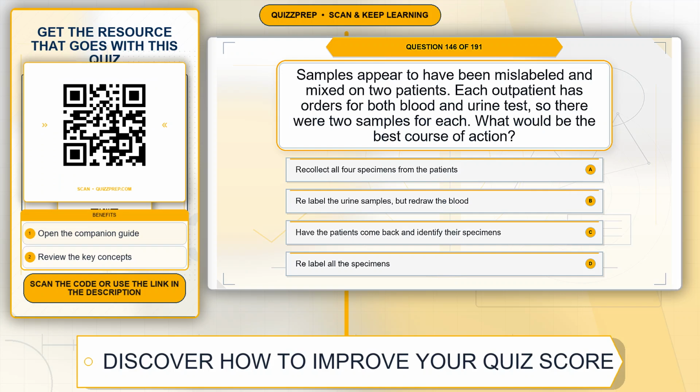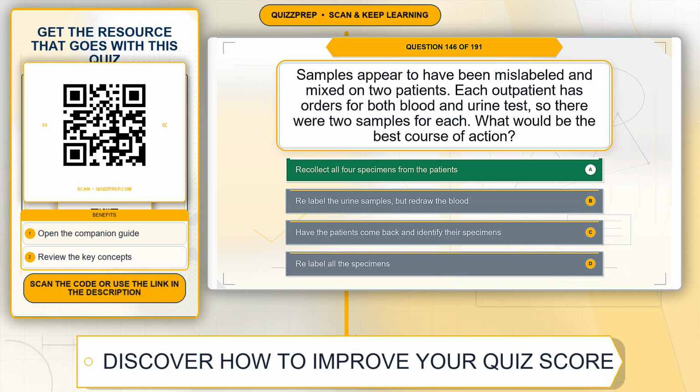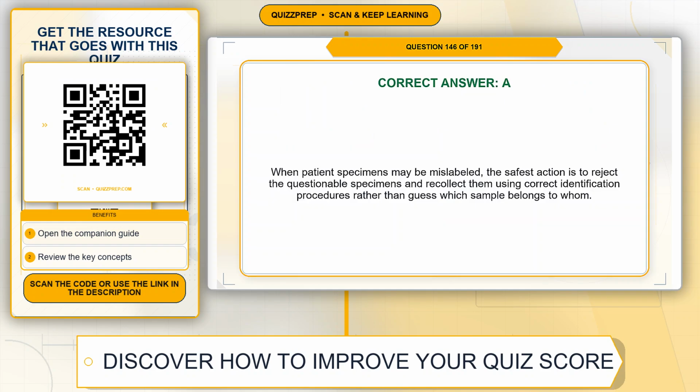Question 146. Samples appear to have been mislabeled and mixed on 2 patients. Each outpatient has orders for both blood and urine tests, so there were 2 samples for each. What would be the best course of action? Option A, recollect all 4 specimens from the patients. Option B, relabel the urine samples, but redraw the blood. Option C, have the patients come back and identify their specimens. Option D, relabel all the specimens. The correct answer is option A, recollect all 4 specimens from the patients. Explanation: when patient specimens may be mislabeled, the safest action is to reject the questionable specimens and recollect them using correct identification procedures rather than guess which sample belongs to whom.